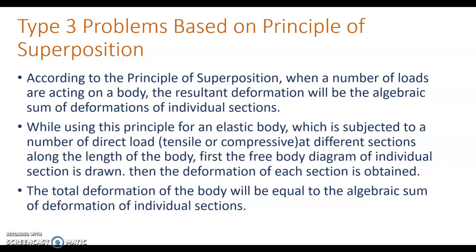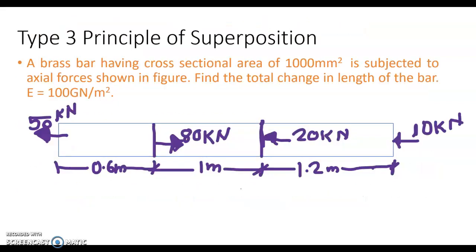So when we consider a body, it should be acted upon by some forces, right? Due to different loads like 10 kilonewton, 20 kilonewton, 30 kilonewton, there will be different deformations x1, x2, x3. So x1 plus x2 plus x3, the summation of all the deformations, is nothing but the resultant deformation of that particular body. To understand this concept more efficiently, we'll look at a problem.